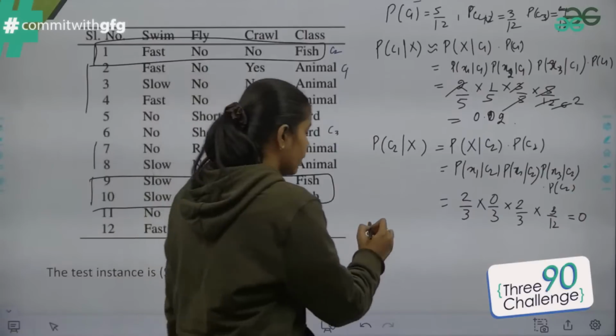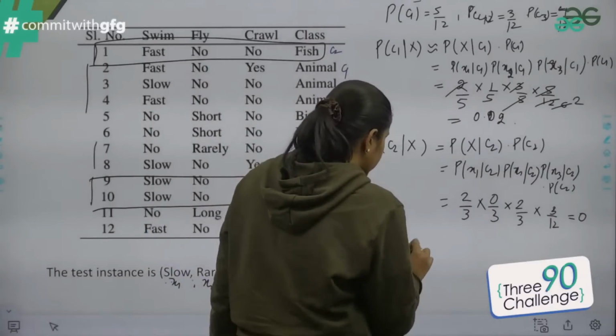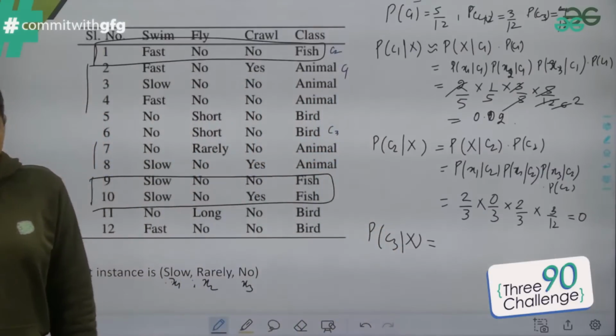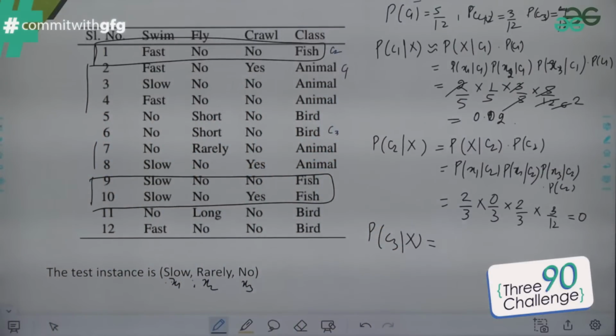Now guys, tell me what would be the probability of c3 given x. Let's check for probability of c3 given x. Let me know in the chat section, guys. This is a question.